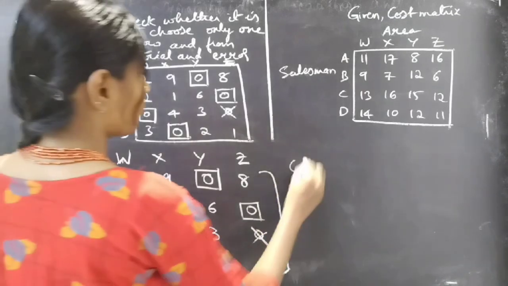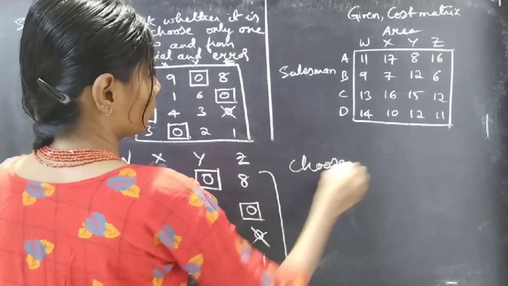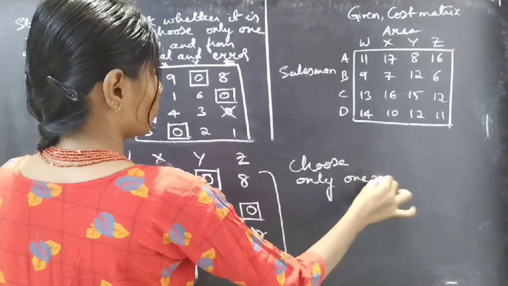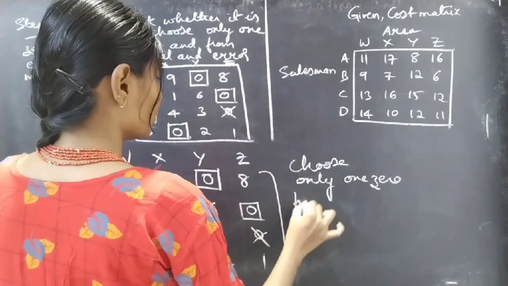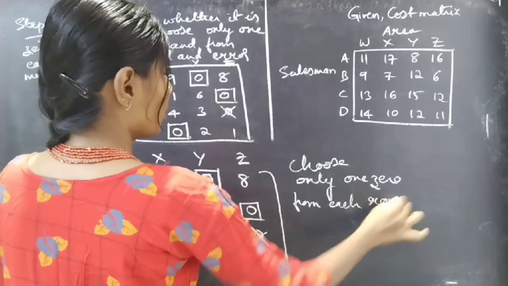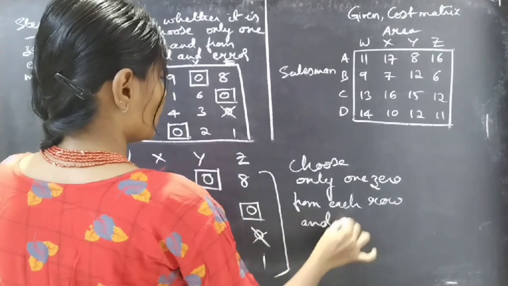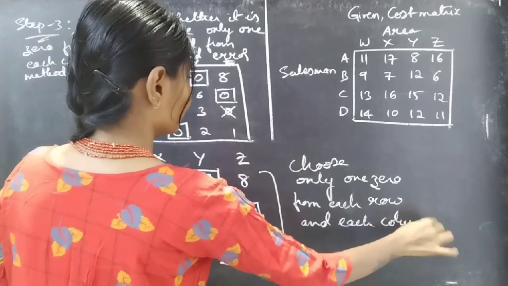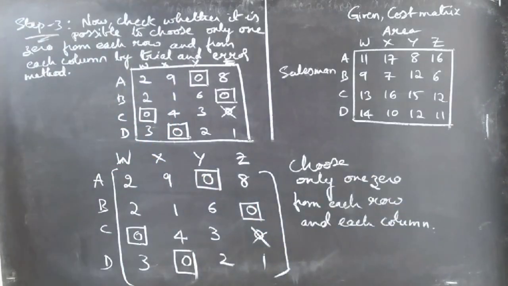Choose only one 0 from each row and each column. Okay, we have chosen only one 0 from each row and each column.